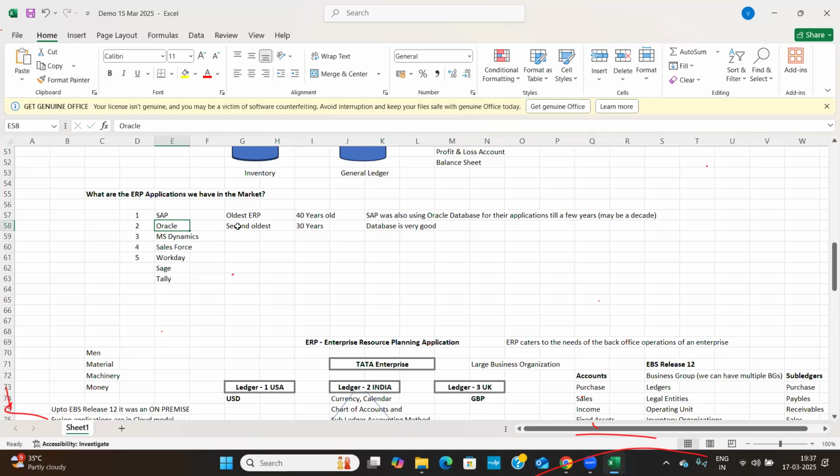But Oracle has their own database. Oracle's advantage is that they have their own hardware and their own software, right? And they are also good in database. That is the advantage. Later on, SAP developed their own database, but SAP was using the Oracle database before. That's why Oracle is considered to be one of the best software also.